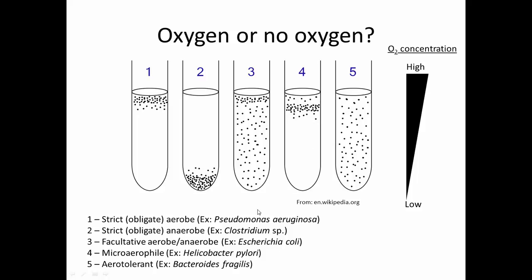And then there are aerotolerant organisms. These are actually organisms that grow best in anaerobic conditions, but they can also survive in the presence of oxygen, or can even grow in the presence of oxygen. A good example is the colon bacterium Bacteroides fragilis.